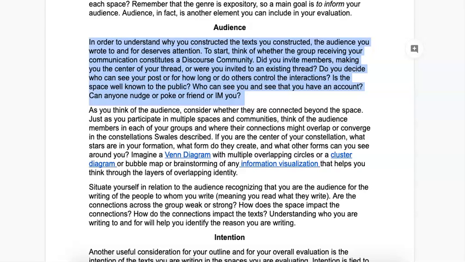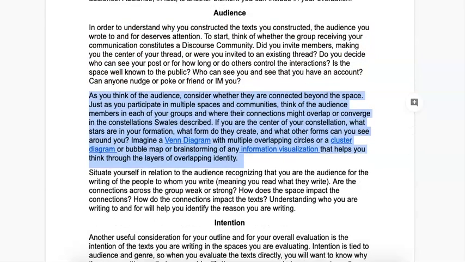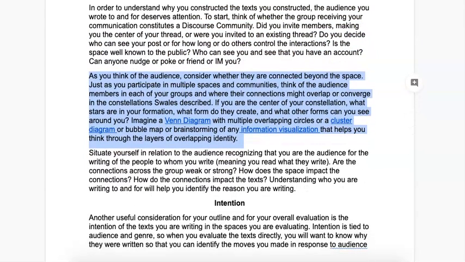Who can see you and see that you have an account? Can anyone nudge or poke or friend or IM you? As you think of the audience, consider whether they are connected beyond the space. Just as you participate in multiple spaces and communities, think of the audience members in each of your groups and where their connections might overlap or converge in the constellation Swales described.